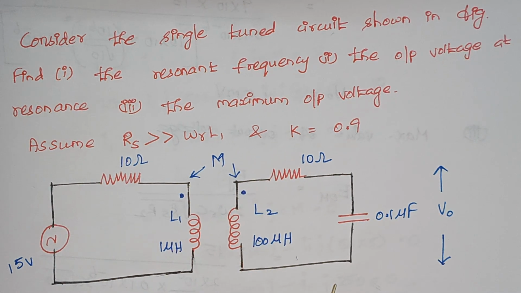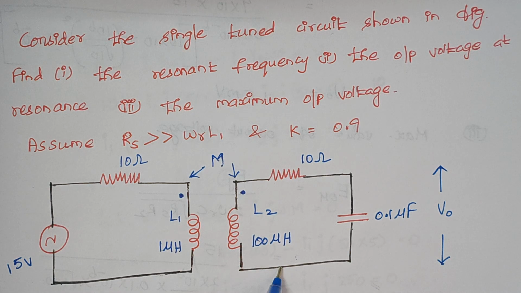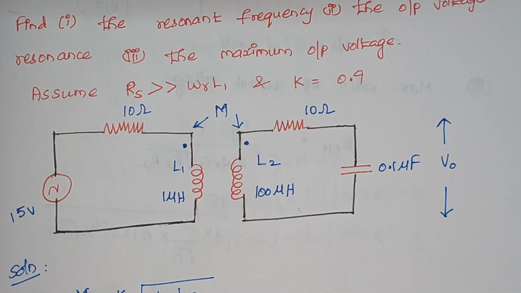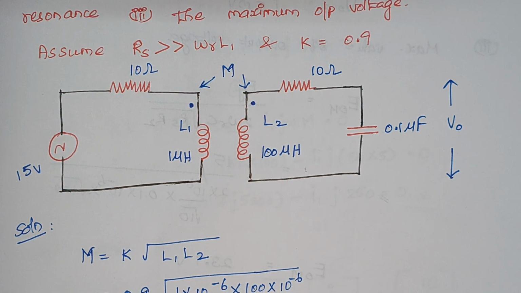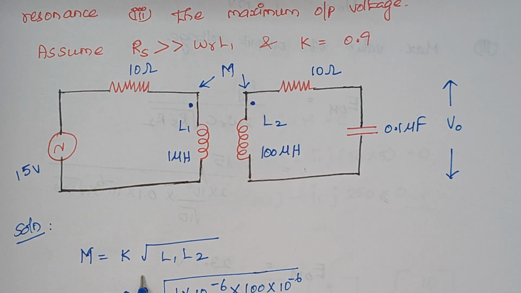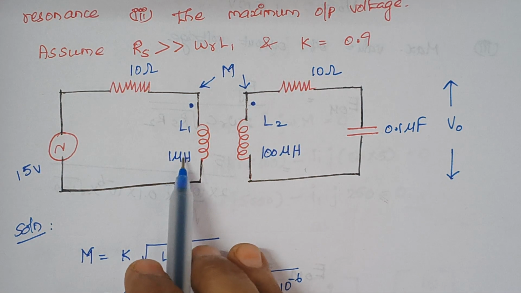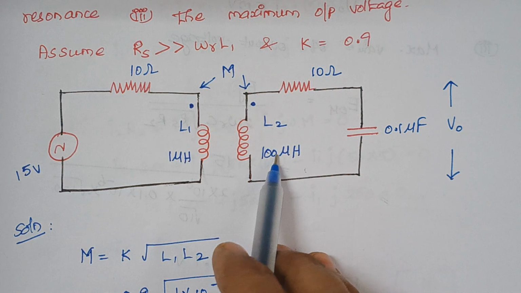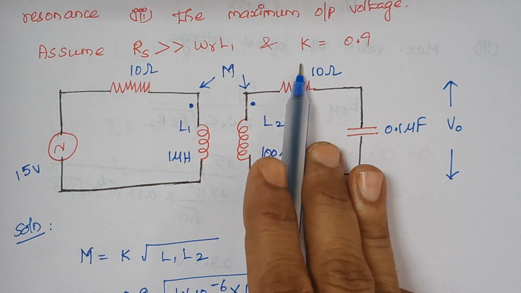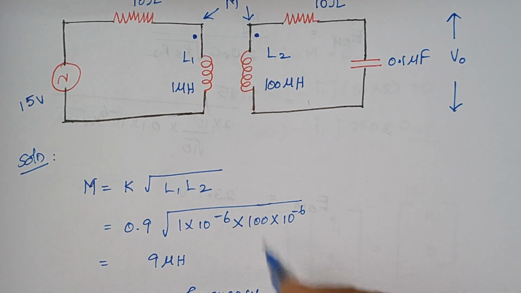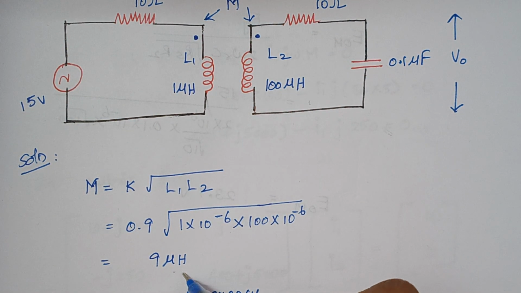And this problem is purely based on the formula, right? Once you know the formula, it is very easy. You can just substitute and find out the answers. So here first we start with finding the value of mutual inductance. The value of M is given by K into root of L1 into L2. We have both the values of L1 and L2, and the value of K is directly given in the problem. So just substitute and the value of M is 9 microhenry, right?